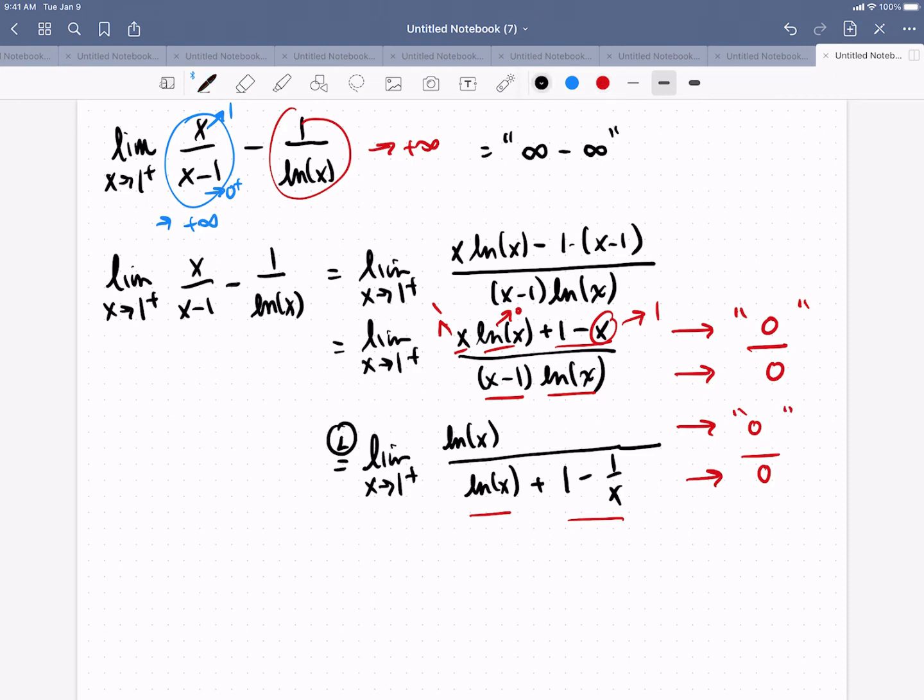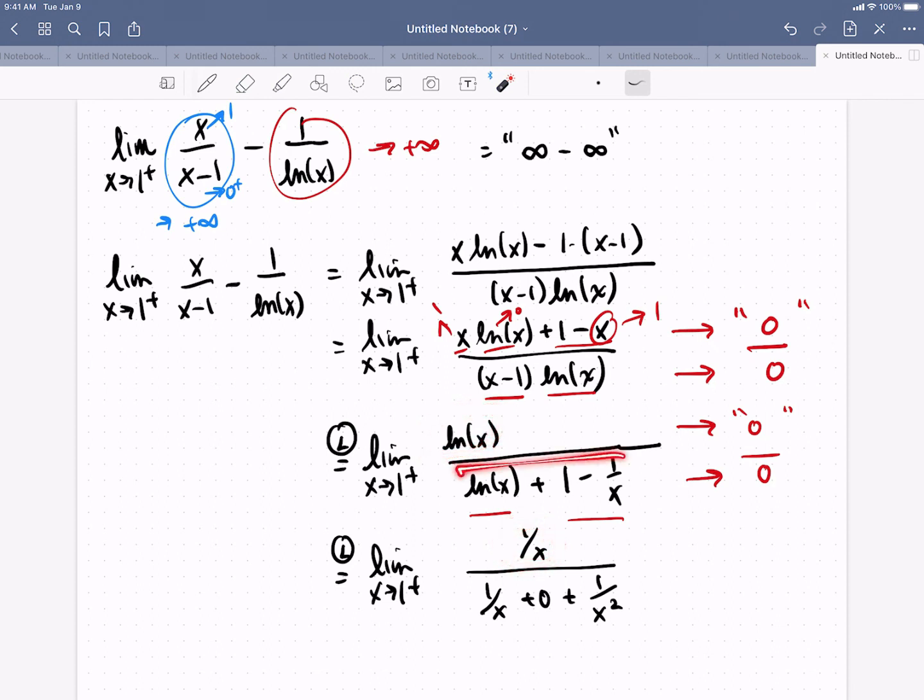So I'm going to apply L'Hopital's rule again. And so in my numerator, I get 1 over x. In my denominator, I get 1 over x plus 1 over x squared, because the derivative of negative 1 over x is 1 over x squared. And remember, when I say I'm applying L'Hopital's rule, what I'm going to do is replace the numerator with its derivative and replace the denominator with its derivative, right? Because the values of those limits should be the same.